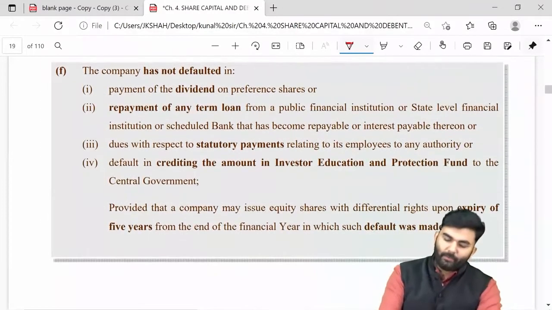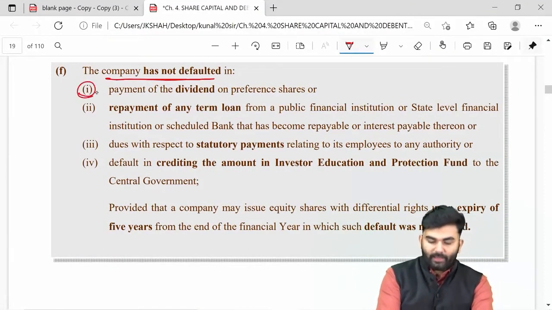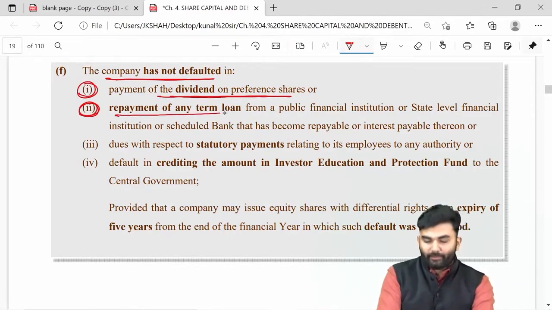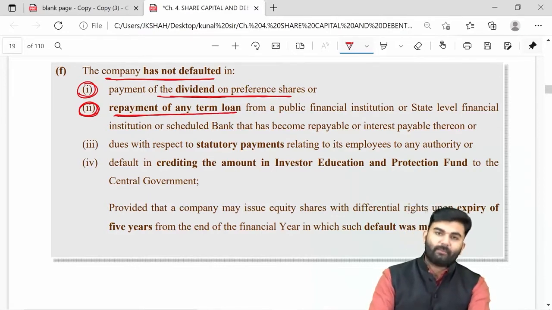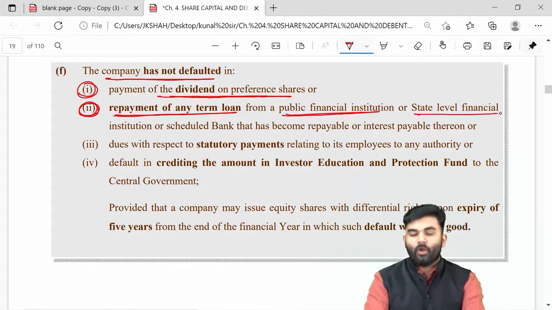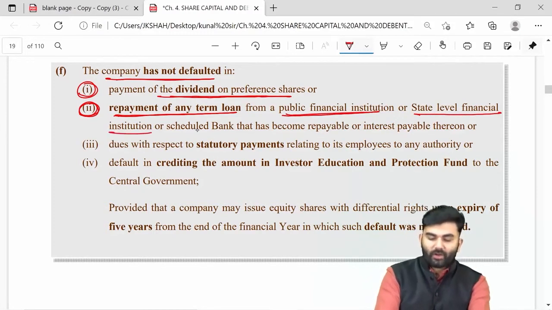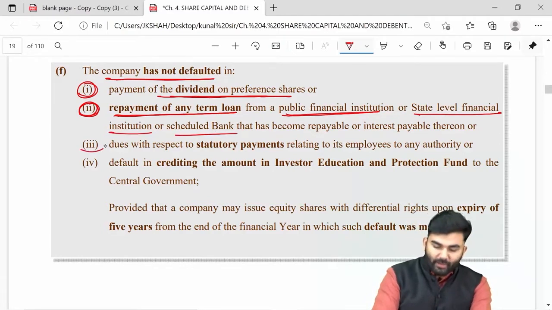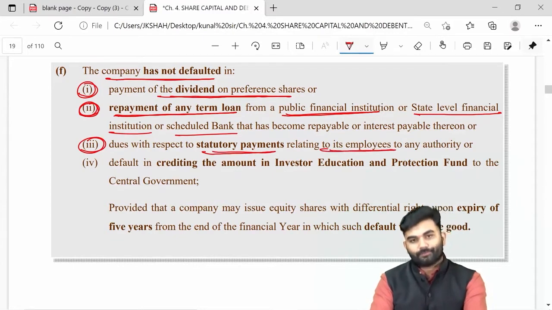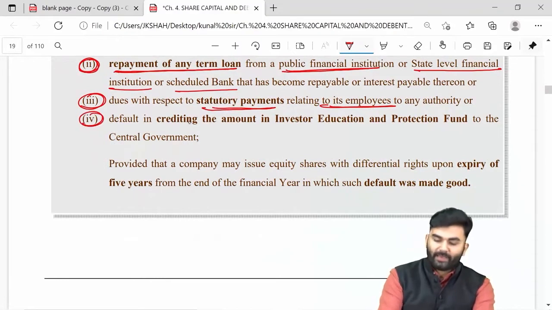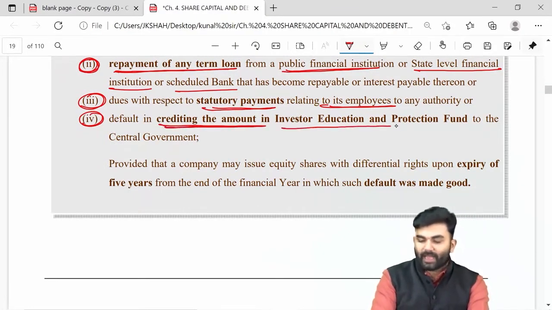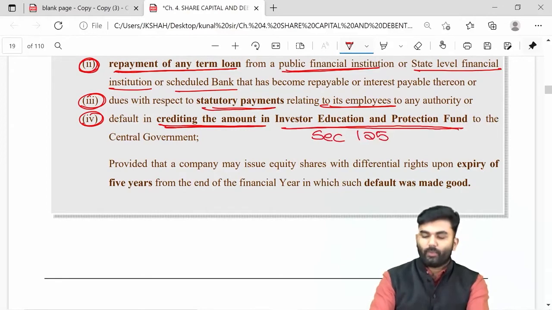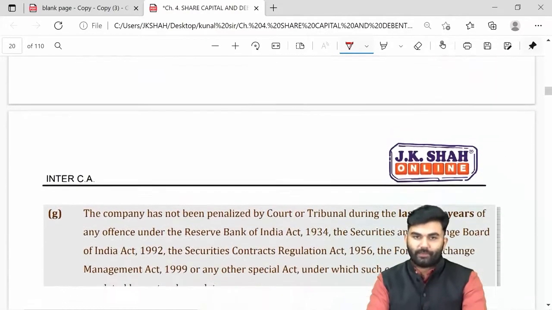In a similar way, the company should not have defaulted in payment of dividend to preference shareholders. The company should not have defaulted in repayment of any term loan taken from a public financial institution, a state level financial institution or a scheduled bank. The company should not have made any default towards statutory payments relating to its employees, or in crediting the amount towards IPF. What is IPF? We are going to revise it under section number 125 of Companies Act 2013.